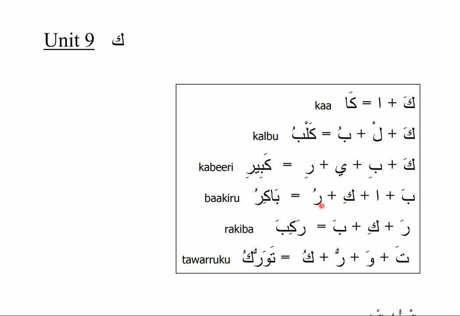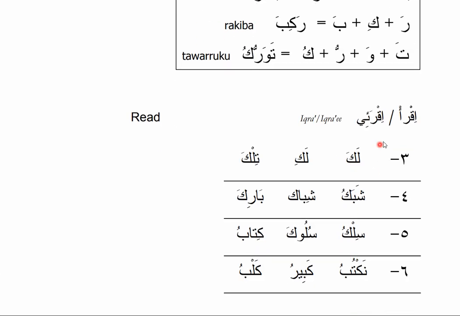Kaf kasra and ra dhamma. Rakiba. I'm sorry, rakiba. It's not a long vowel here, there is no alif. It won't be prolonged, so it is rakiba. Ta fatha, waw fatha, and ra shadda and dhamma. Tawarruku. Iqra and iqra'i means read.